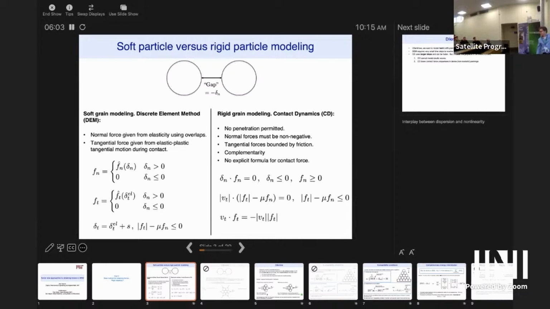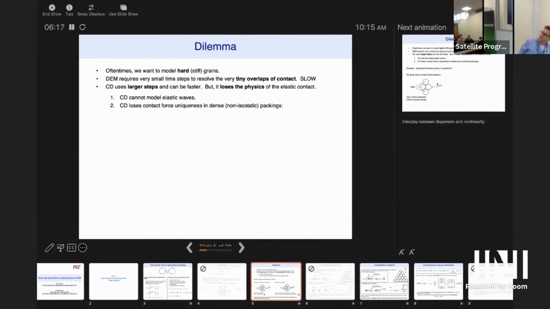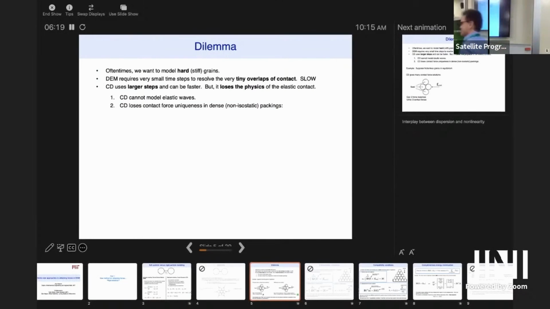This is the complementarity condition. These are the sign constraints. This is the rule on friction, and so on. Okay, so let's talk about the dilemmas that emerge when you compare these two ways of doing particle force modeling. So here's the dilemma as I see it.